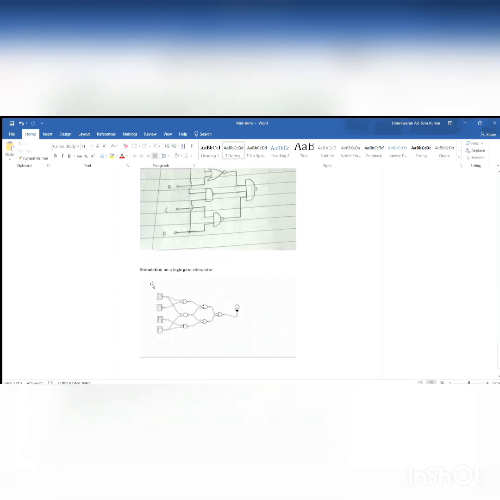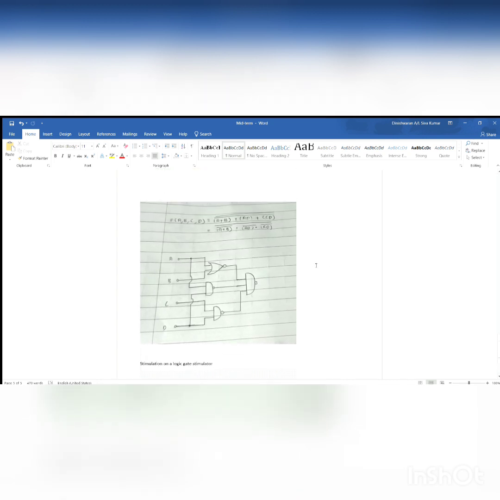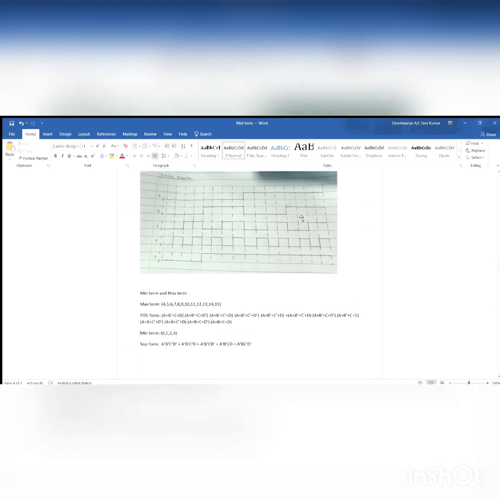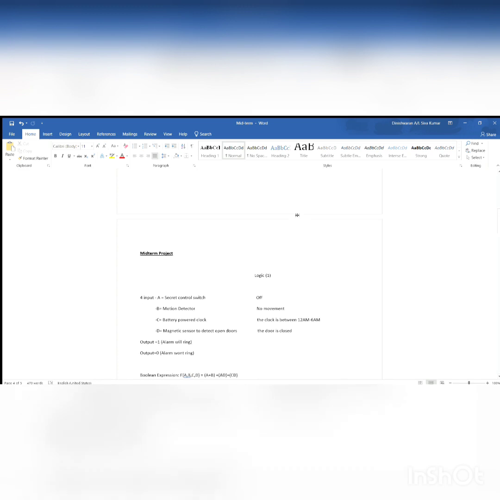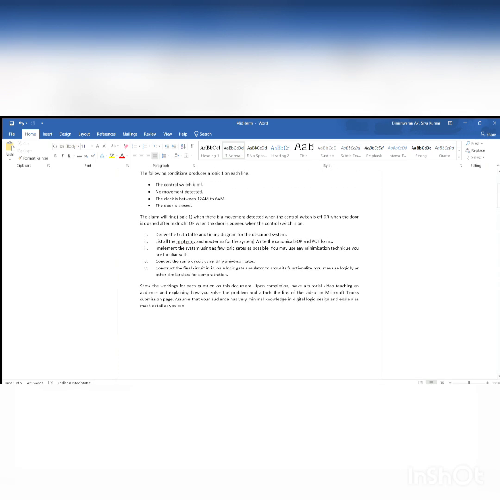And yeah guys, this is the simulation on the logic gate simulator that I used. So that is all from me guys, the minterms, maxterms, and I did each and everything already. Thank you so much.